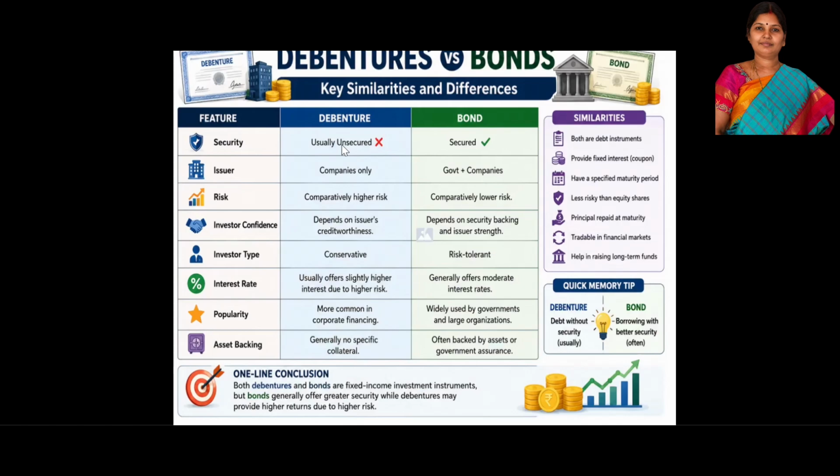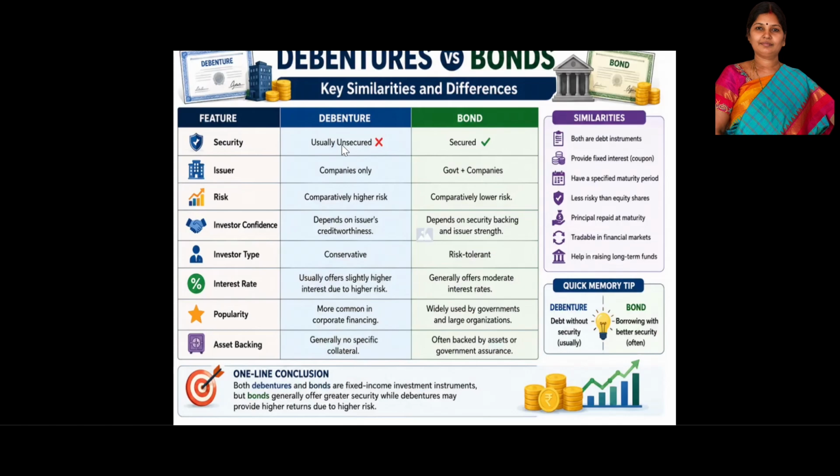Next, investors' confidence. Investors will invest in debentures only based on issuers' creditworthiness. But if you take bond, it depends on security backing and issuer strength. Next, investor type. So who will invest in debenture? Conservative investors will choose debentures and risk tolerant investors will choose bonds. Interest rate aspect. Debentures usually offers slightly higher interest because they are having higher risk compared to bonds. But if you see bonds generally offers moderate interest rates because the risk aspect is lower.